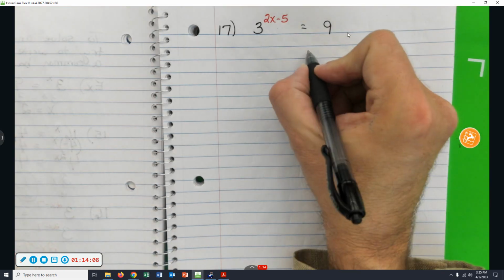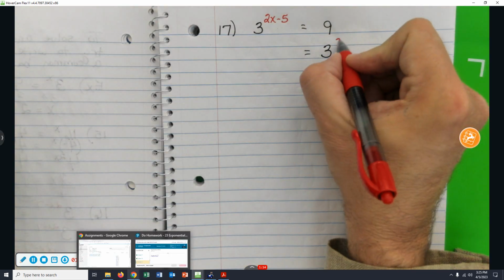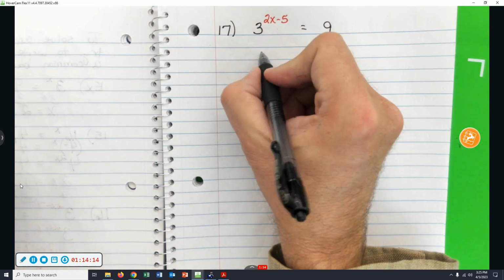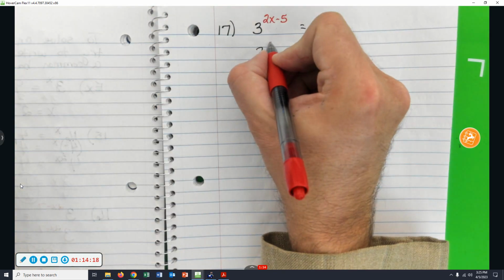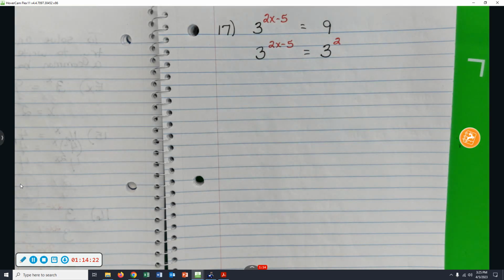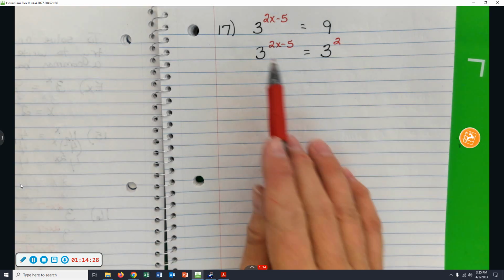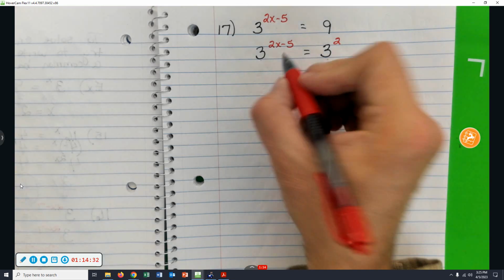Like the 9 is 3 squared. Did you write 3 cubed? Yeah, that's a common mistake. You're thinking 3 times 3 is 9, and you put 3 as the exponent. No. And then we drop the bases, setting the exponents equal.